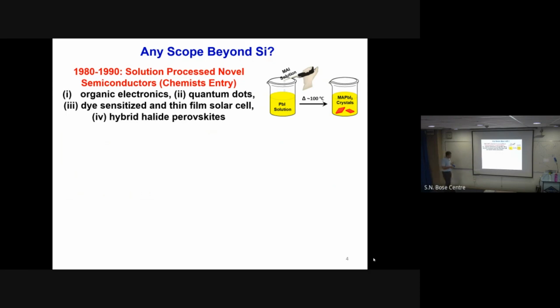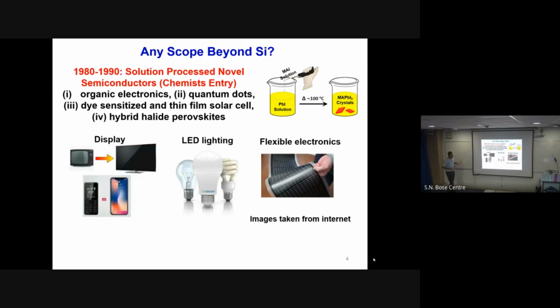And as an outcome of it, we could see changes also in our daily life. In the last 20 years or so, we have seen display technology change completely. Even lighting, flexible electronics, all these things are being made possible because of the discoveries that happened here. None of this would have been possible with silicon. Silicon cannot do those things.